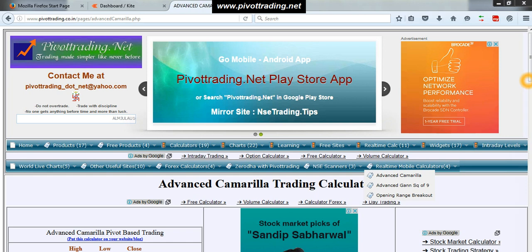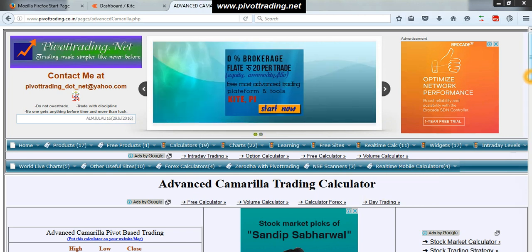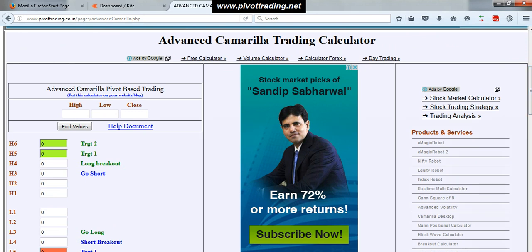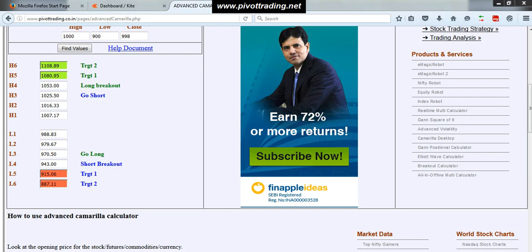Okay, well, so here it is. This particular calculator gets opened. You have to enter the high, low, and close of any particular script for the previous day, and you will get the prices. For example, let's say I enter some dummy prices here. I do a calculation, and here is my calculation. So I get these particular levels.